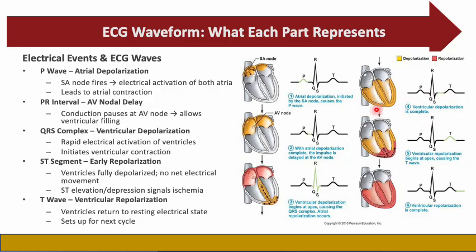Next on your ECG is your ST portion. This is where you have early repolarization of the ventricles. The ventricles are fully depolarized, no net electrical movement. The ST elevation and depression would normally signal ischemia.